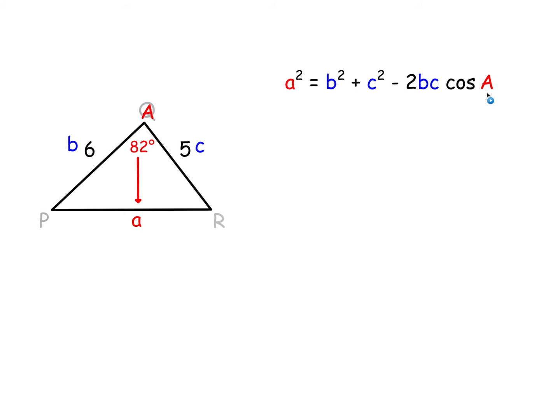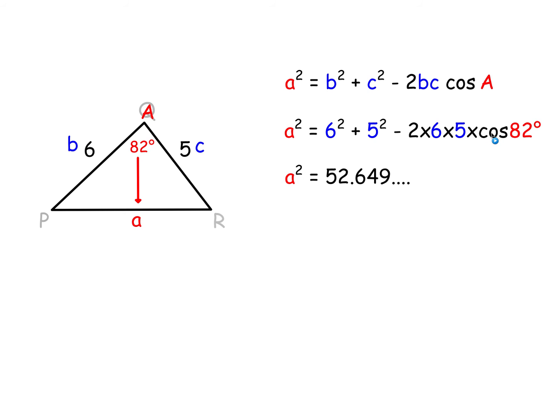Angle A is 82 degrees, to replace A here, and B and C, it doesn't matter which way around they are, they replace the B and the C with the 6 and the 5. So there's the B and the C going in, and the 82 degrees for the A. You put that into the calculator.